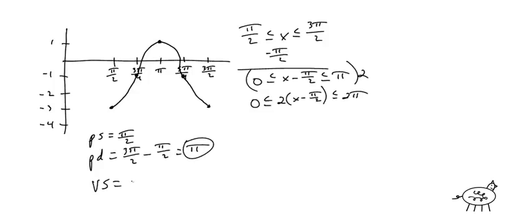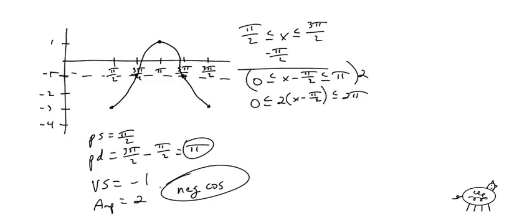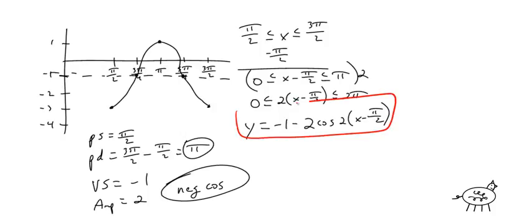Now we got to get a couple other pieces of information here. Let's talk about our vertical shift. Do you guys agree it's at -1? Because here it is right there. So vertical shift is -1. The amplitude is equal to 2. And one other thing, it's a negative cosine graph. So that means my equation now is going to be y is equal to -1 minus 2 cosine of 2 parentheses x minus pi over 2. There we go.